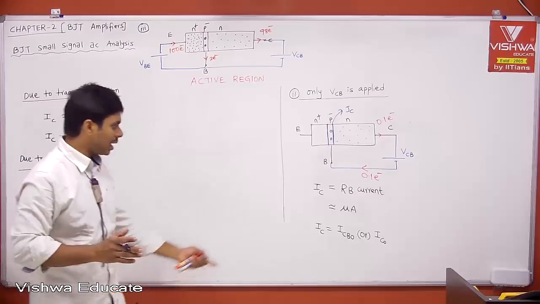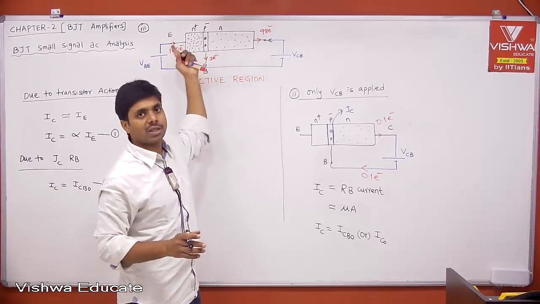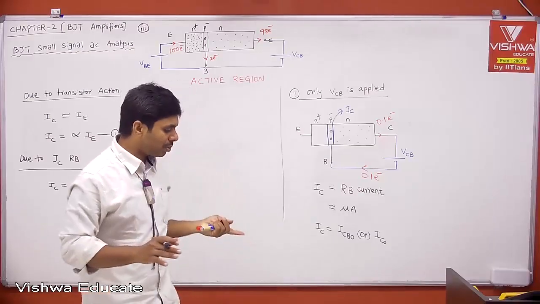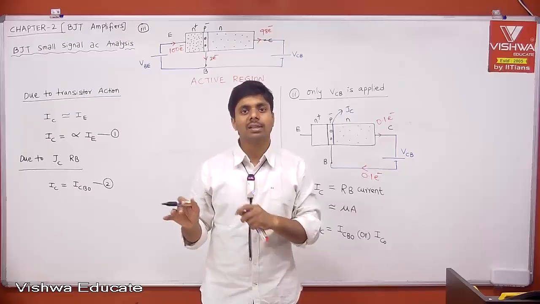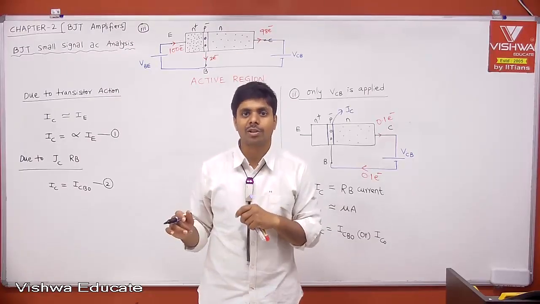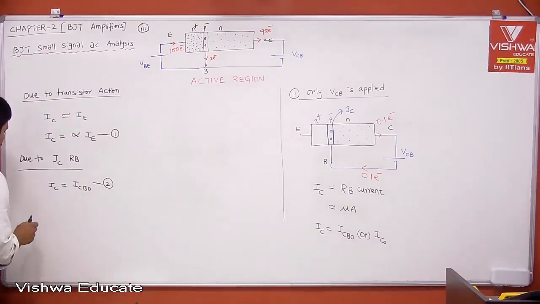Strictly speaking, you can neglect ICBO because this current is in the order of microamperes compared to the milliampere forward bias current. But I am not neglecting it. Maybe when you solve problems, we can neglect ICBO. But I want to give you the exact equation that will be used for DC analysis. Actually, I am explaining all these things for DC analysis. Therefore, what is your total current?